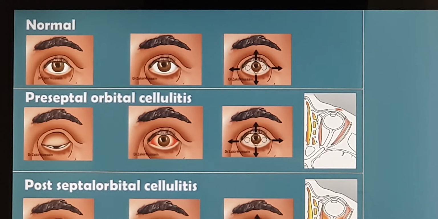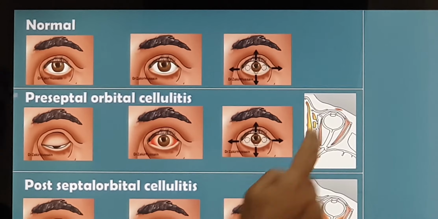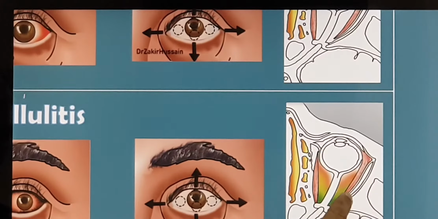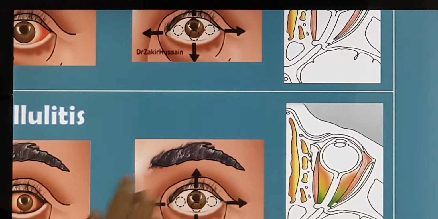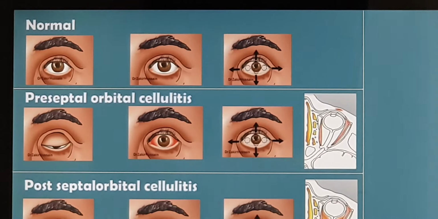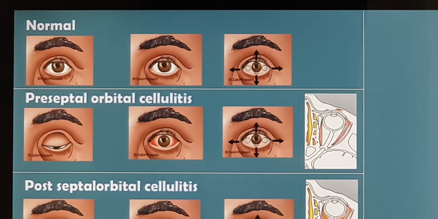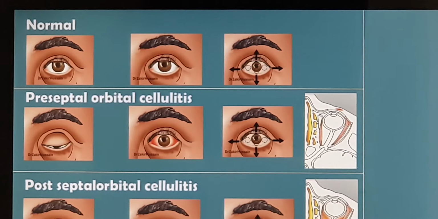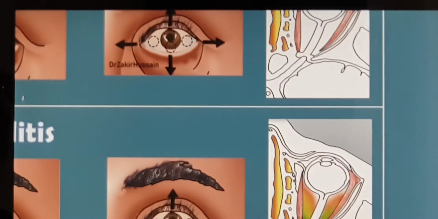Next, suppose he goes into the next stage, that is post-septal orbital cellulitis. What happens is it has crossed the septum and gone into the orbit, and there is cellulitis inside. Still, even now, there is no abscess formation. At this stage, the lid swelling becomes more, the conjunctiva and the sclera become more red in color, and eyeball movements are still okay but slightly painful. And when we do a CT scan, we see there is no abscess but there is a cellulitis in the orbit.